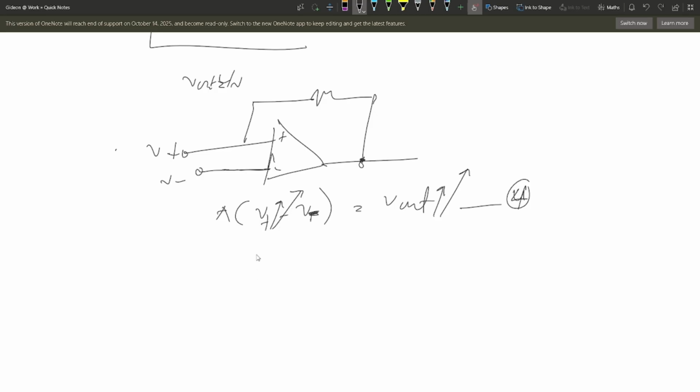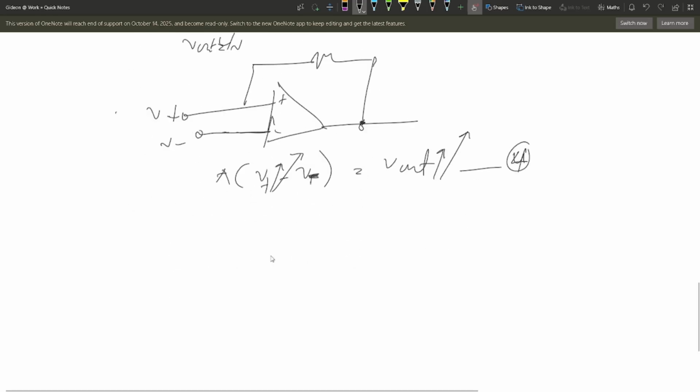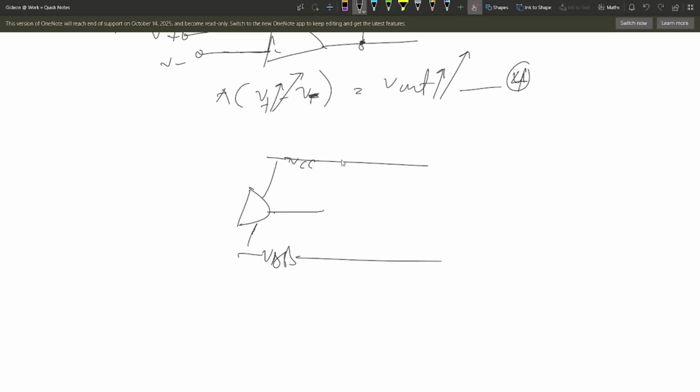It will reach the maximum voltage. Now, what I mean by it reaching the saturation point is this. Let me draw another op-amp. In our first diagram, I showed you that the op-amp has these terminals VCC and VDD, right? In application, we usually connect VDD as negative VCC. So let's say if this is 12 volts, then this will be negative 12 volts, right?